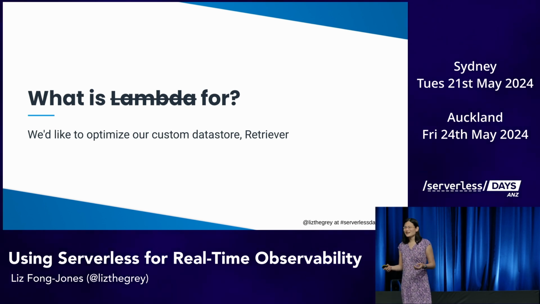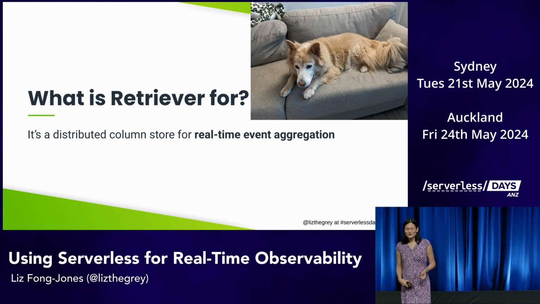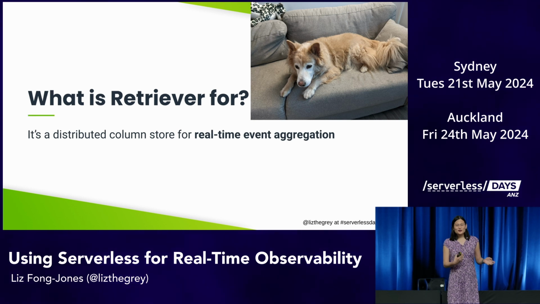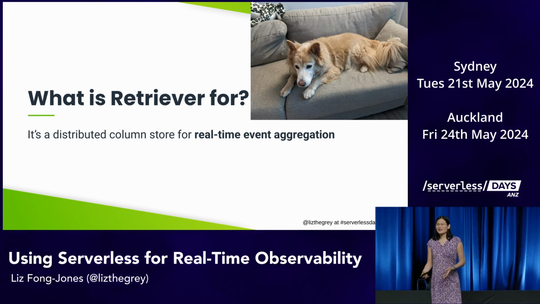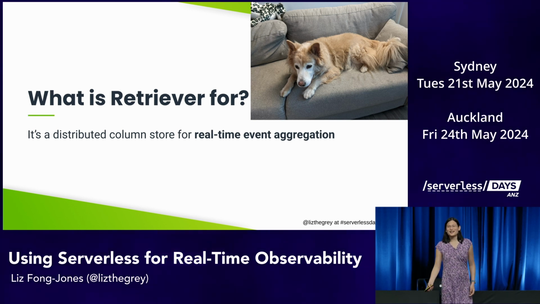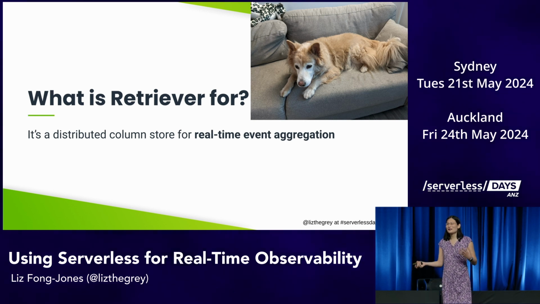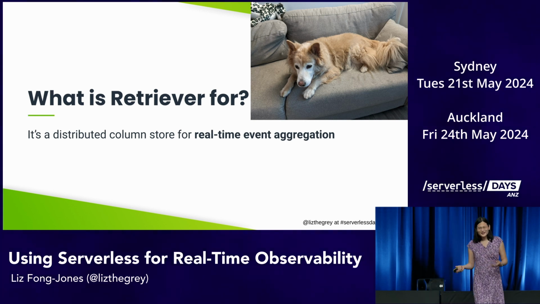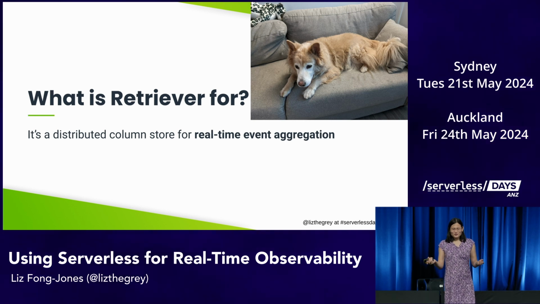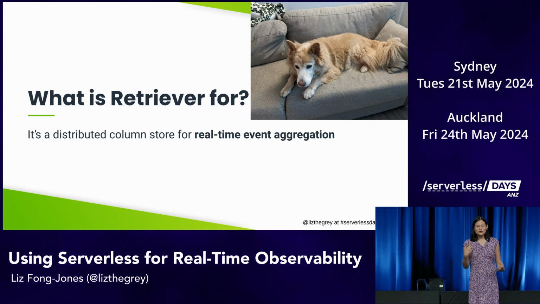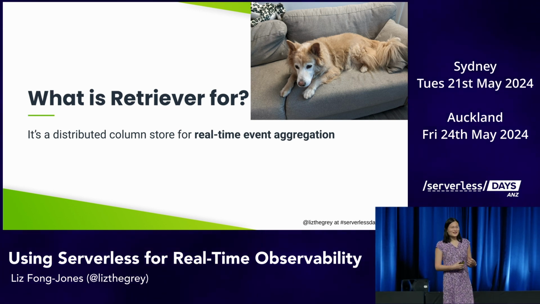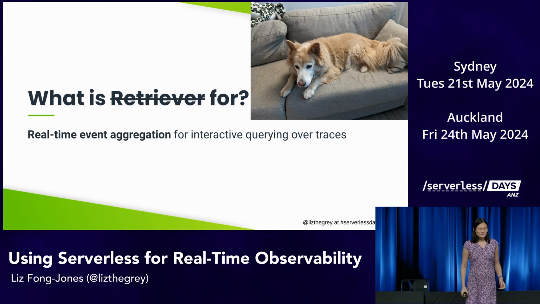But what exactly is our custom data store for, you might ask? Well, it's a distributed column store for real-time event aggregation, and that's a mouthful, but instead, let me explain it with my cute little puppy. So this is Flurry. You're going to see lots of Flurry during this talk. I figured dogs were a good way to keep you awake. Flurry here is a retriever, and she likes to fetch data and ensure that people can get it analyzed for them as quickly and as efficiently as possible.